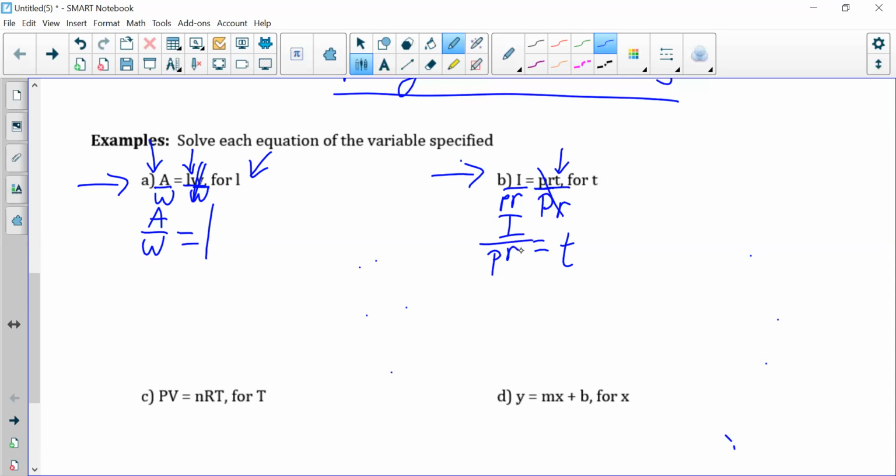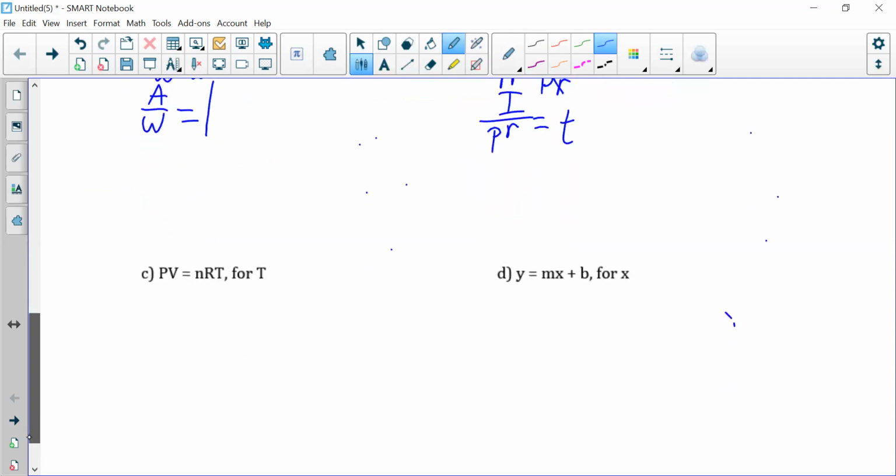And sometimes you're going to end up with fractional answers that you can't do anything with. That's okay. Don't freak out. It's perfectly acceptable. So my answer is I divided by PR equals T. That's it.